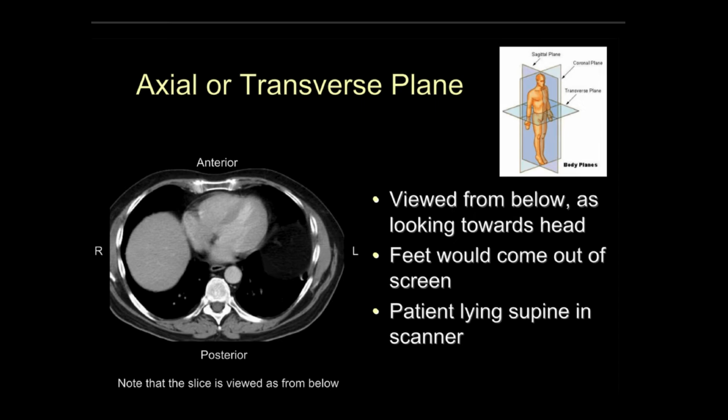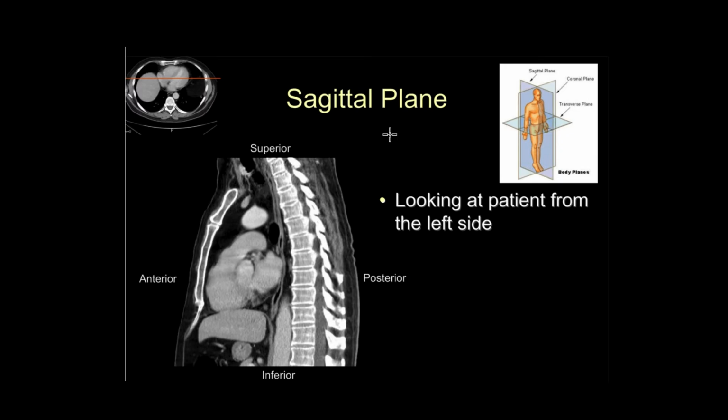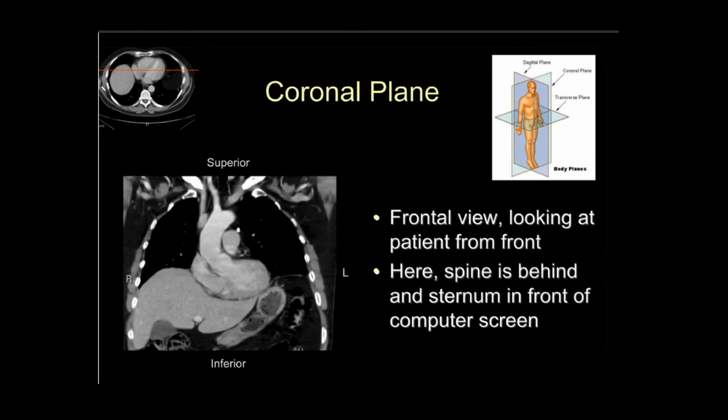When you're looking at the axial or transverse plane, it's viewed from below, looking towards the head. Essentially, this is viewed from below. This is the patient's right side, this is the patient's left side, posterior and anterior, and they're lying supine in the scanner. In the sagittal plane over here, you're looking at the patient from the left side. The coronal plane is a frontal view, looking at the patient from the front.